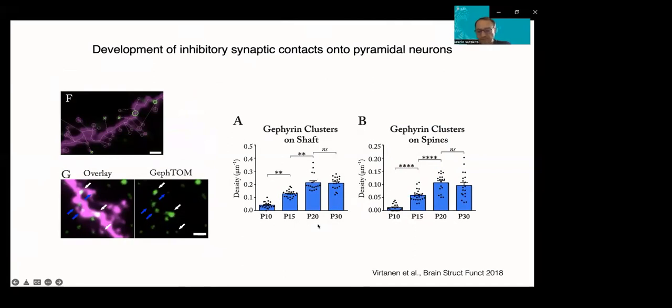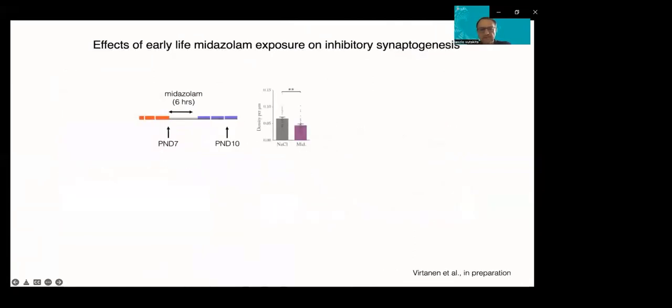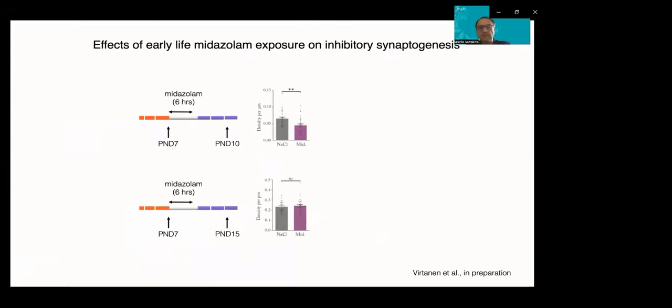And then we were looking into what's happening with anesthesia exposure. These are just some preliminary data I show you here. For example, here we exposed the animals for 6 hours to midazolam at 7 days, and this decreased the number of inhibitory synaptic inputs to pyramidal cells when we checked 5 days later. However, we didn't find any difference when we checked at postnatal day 15. So this is just an example that anesthetics can also impair inhibitory synaptogenesis, and there are several experimental models where we can study that too.